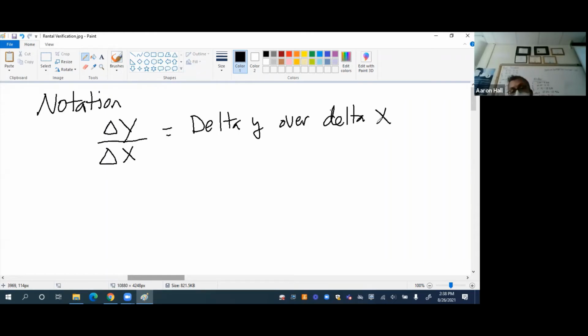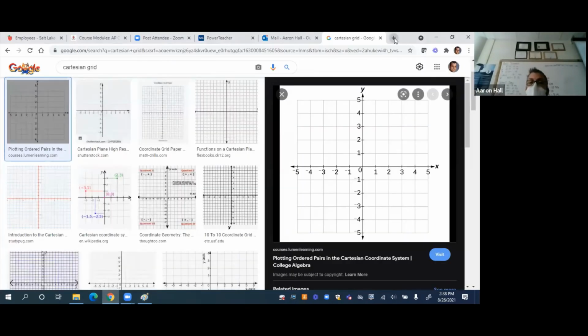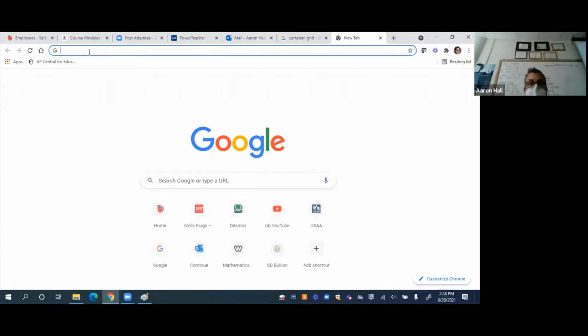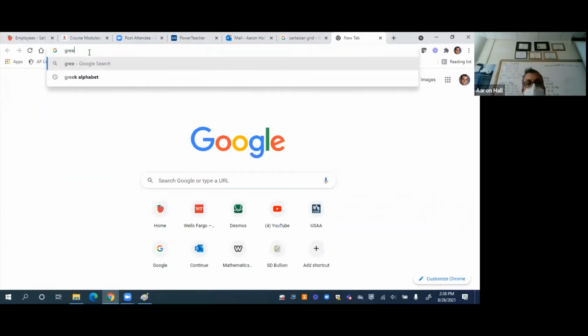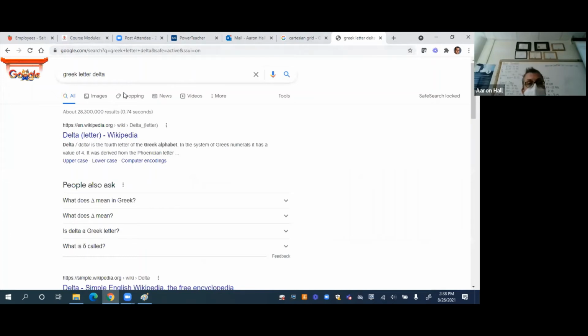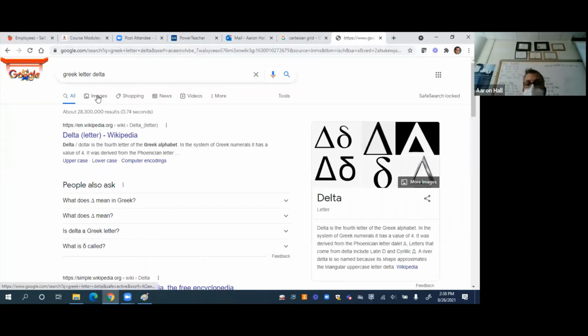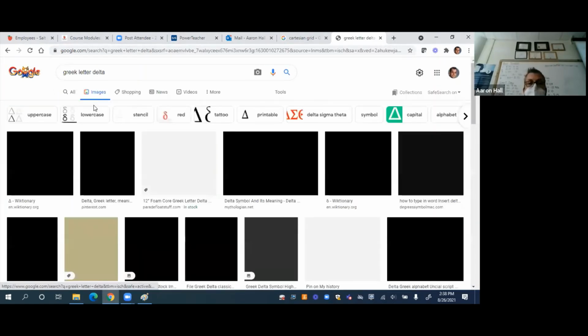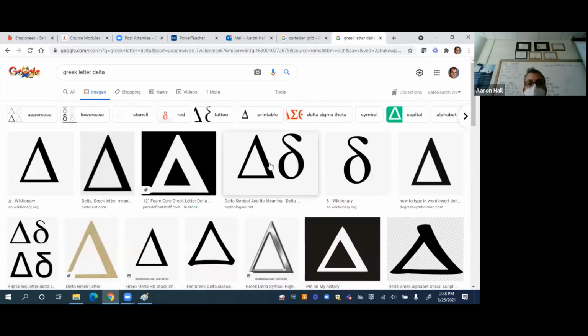Not that it matters. And actually, I don't know. I think it's capital, but I'm about to find out. Greek letter delta. There you go. Yeah, so there's a capital delta and a lowercase delta.